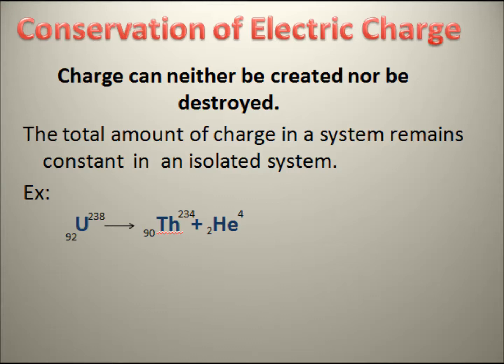For example, in radioactive decay, the uranium nucleus is converted into a thorium nucleus and emits an alpha particle. Thus, the total charge, plus 92e, that is 92 positive elementary charges, is the same both before and after.